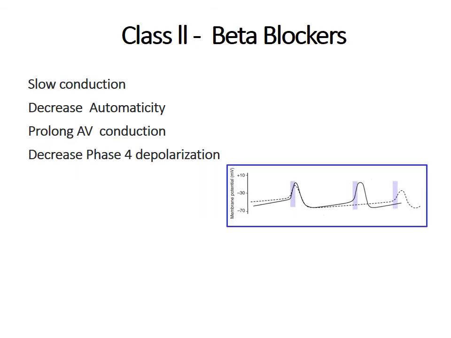Next, we'll have our beta blockers. Again, we know a lot about these drugs. They're mainly going to be working to slow conduction, decrease automaticity, and help to prolong that AV nodal conduction. And also they can work to decrease that phase 4 depolarization as well.